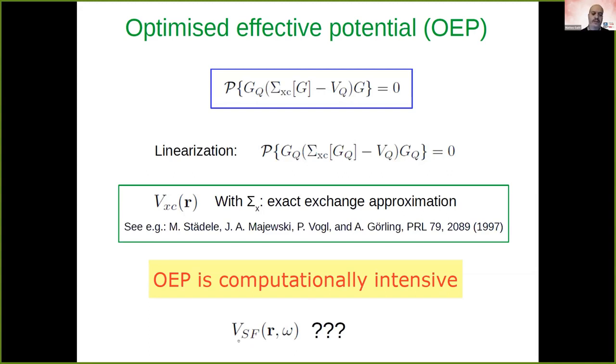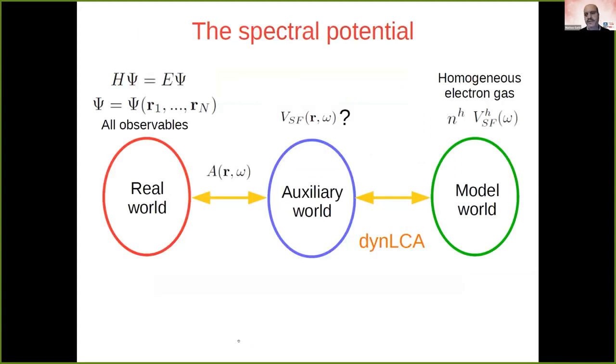So what about the spectral potential itself? Well, the idea is that instead of using OEP, again, we can get inspired by the LDA and by this idea of using auxiliary worlds and model worlds. The idea would be to import the information from the homogeneous electron gas by using a particular connection here that we have to design. Here is where all the effort in deriving approximations is going, in such a way that we can obtain directly the spectral potential without going through complicated expressions like OEP.